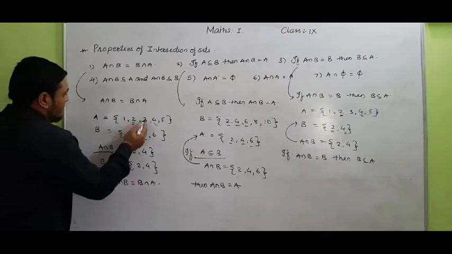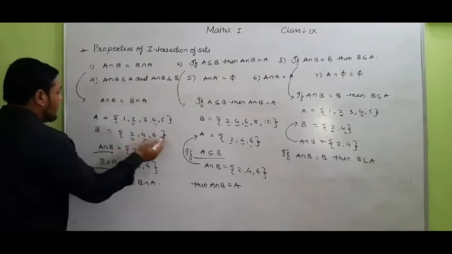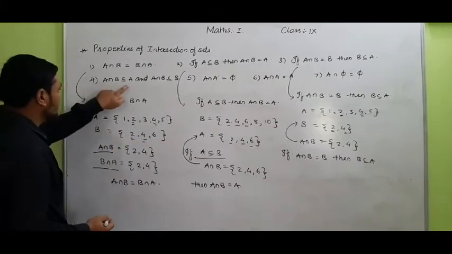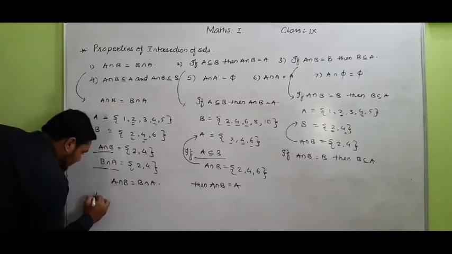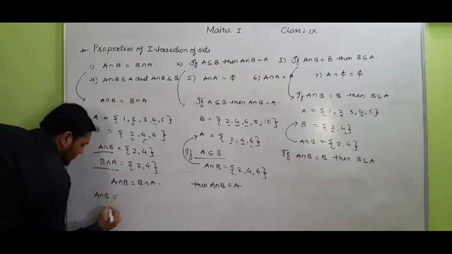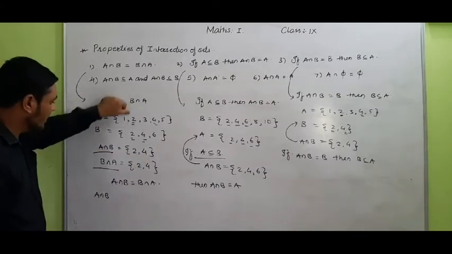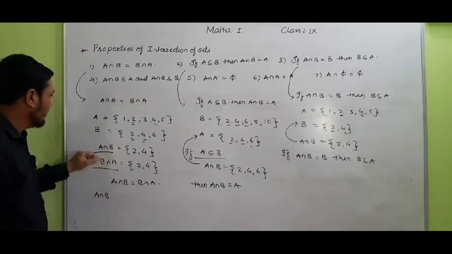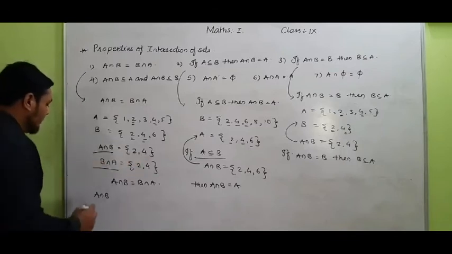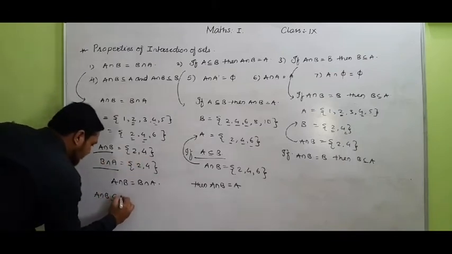A contains the elements 1, 2, 3, 4, 5. B contains the elements 2, 4, 6. So A intersection B is a subset of A. If you look at this A intersection B, it contains the elements 2 comma 4, and A contains all the elements of A intersection B, that is, A contains the elements 2 comma 4. That is why we can say that A intersection B is a subset of A.